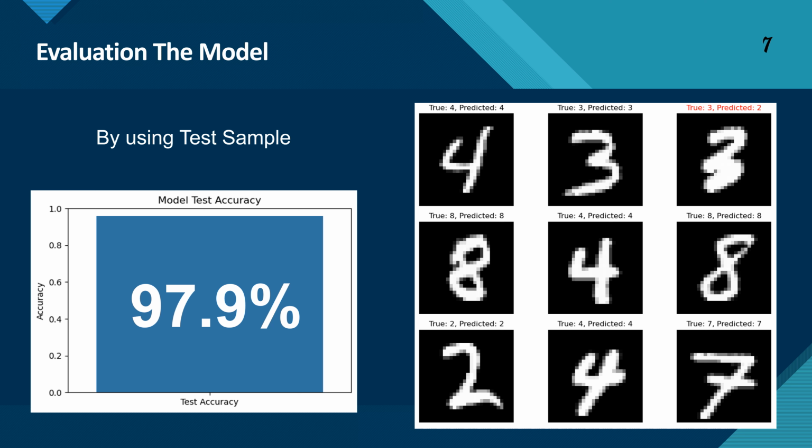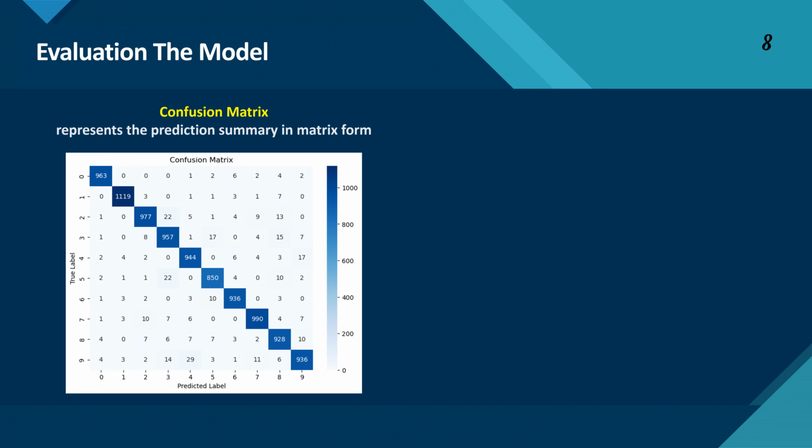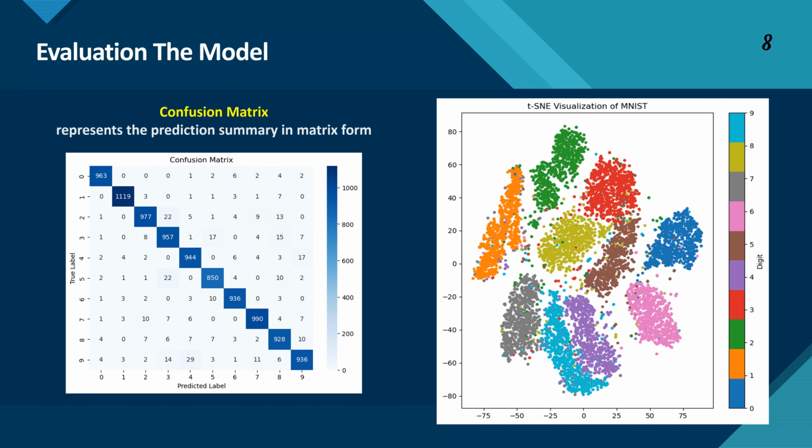Now the question is, how can we analyze this error? The answer is using a confusion matrix. The confusion matrix summarizes the predictions in matrix form. In the fourth column, it correctly classified 3 as 3, 957 times out of 1,028, but misclassified 71 times, predicting 2 or 5 as 3, 22 times. If you have any confusion about the confusion matrix, you can watch the scatter plot for better understanding.